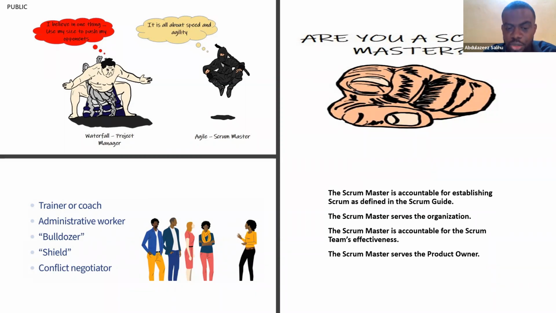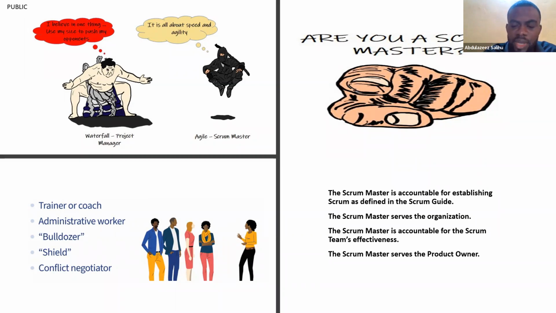You train them on self-organization, how to become a high-performing team. You should be able to evaluate your team and say, at this point, we are in the forming stage. For those of us familiar with the Tuckman team formation, you're forming, you're norming, you're storming, then you're performing. The Scrum Master is accountable for establishing Scrum as defined in the Scrum Guide.